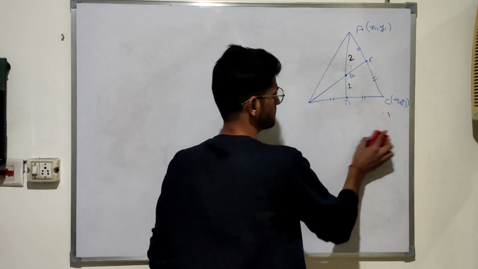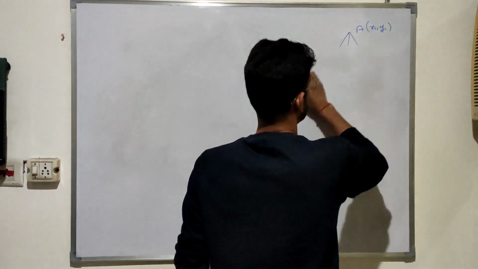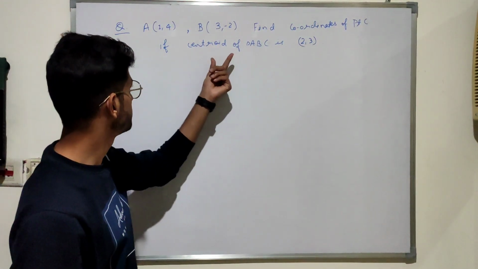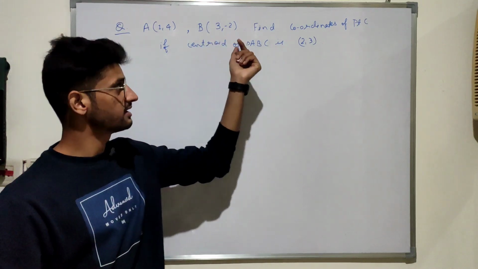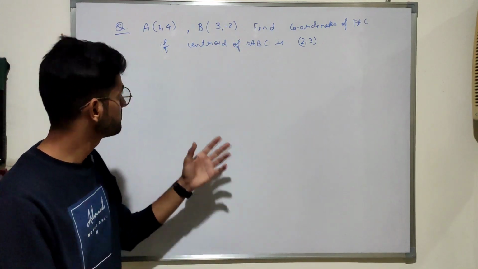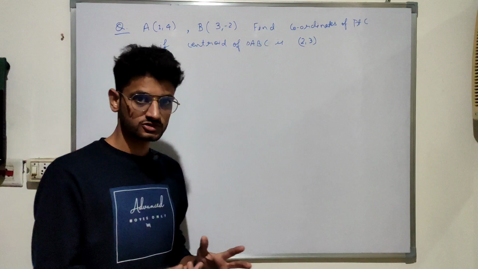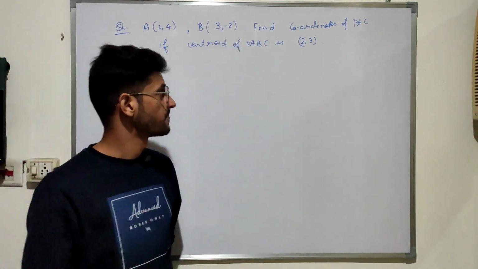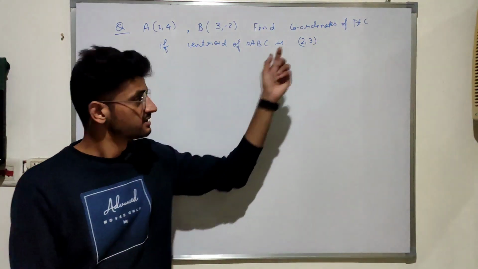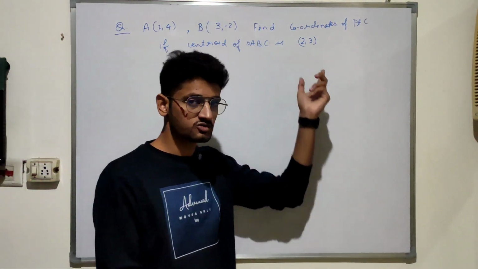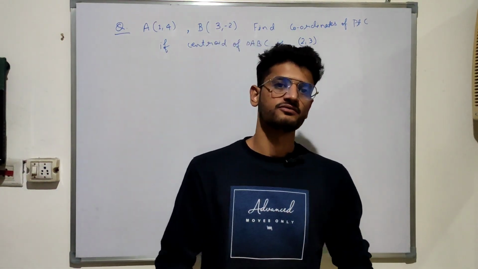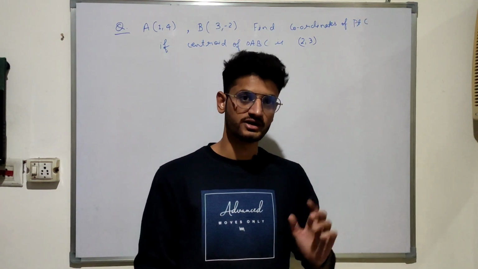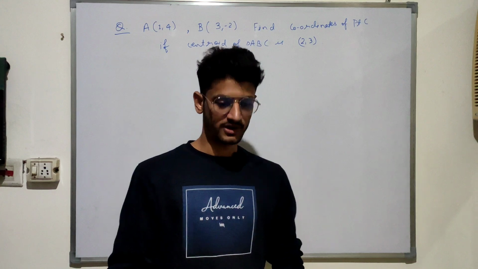So suppose we have any problem based on the coordinates, how will we solve it? Our first question based on the centroid is: we have points A, B and C of a triangle ABC, in which point A is given as (1, 4). So the coordinates of point A are (1, 4), and the coordinates of point B are (3, -2). We need to find the coordinates of point C if the centroid of triangle ABC is (2, 3). So here we know the coordinates of A and B. We know the coordinates of the centroid. What we need to find is the coordinates of point C.